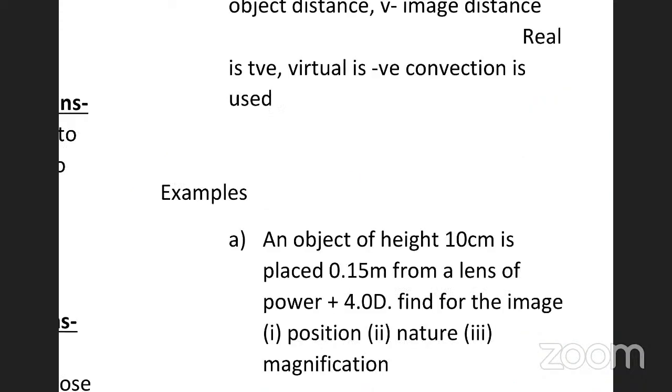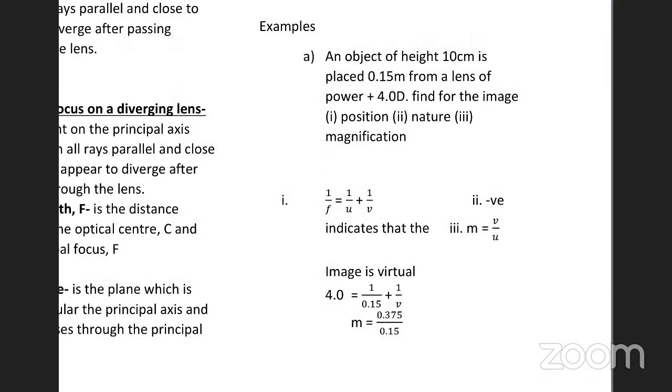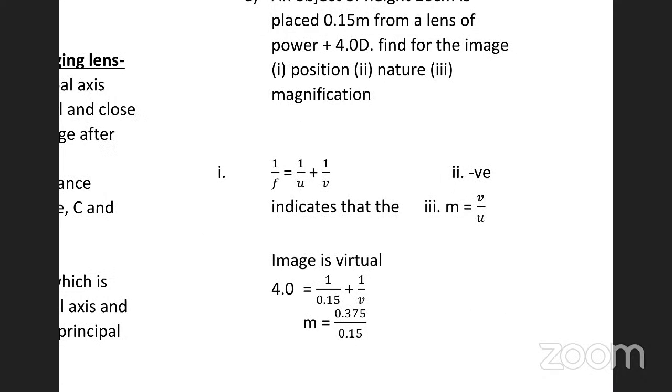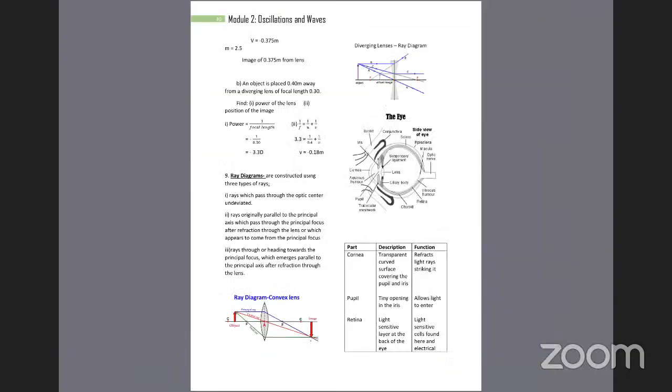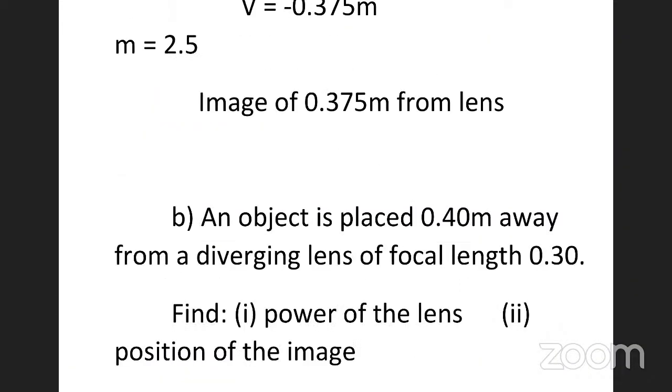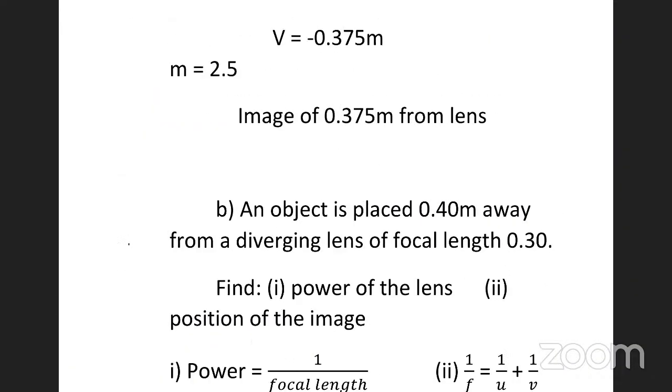All right, there's one more part to finish. So they have the values here, 0.35, negative, virtual, and so on. Just try this last one here, please. Find the power and the position of the image.